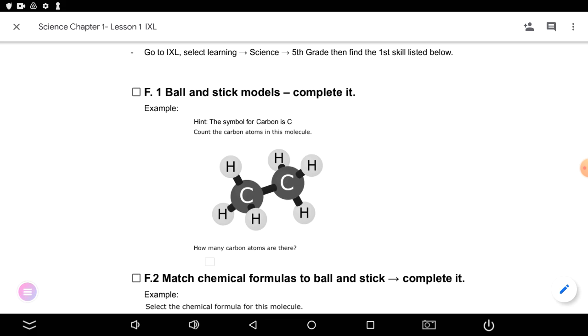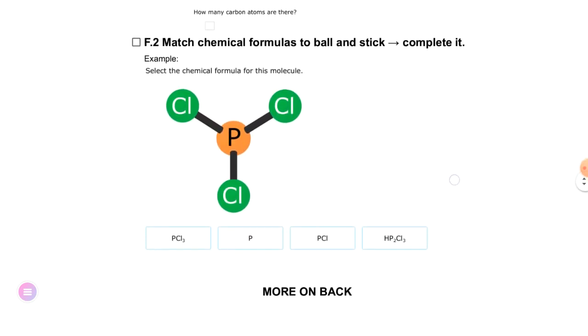Okay, perfect. When you do those ones, next is F.2, and you're matching the chemical formulas to the ball and stick model. And again, this one you're going to try and complete. So this one says, select the chemical formula for this molecule. So chemical formulas are written by the type of atom and the number of them. So how many different types of atoms do we see, Gabe? 2 different types. What are the 2 different types you see? Just give me the symbols. You don't have to know what they mean. C, L, and P. When you're working this, I suggest you kind of jot those down.